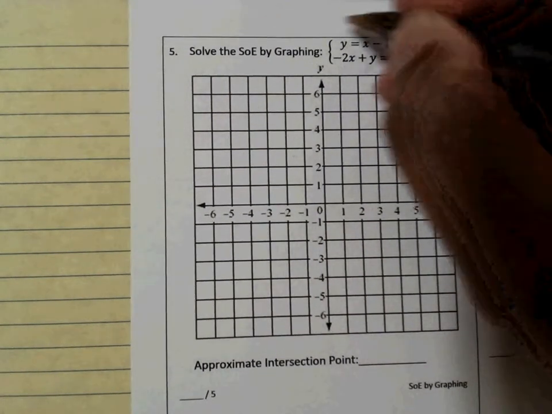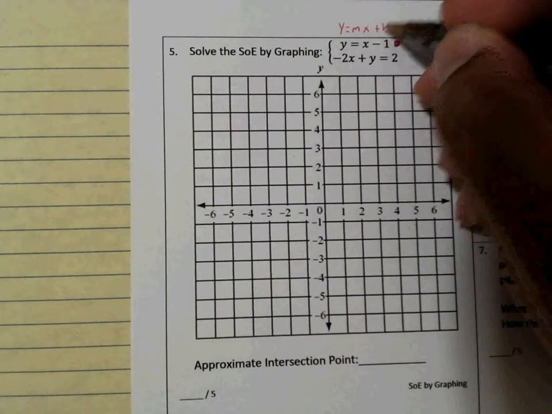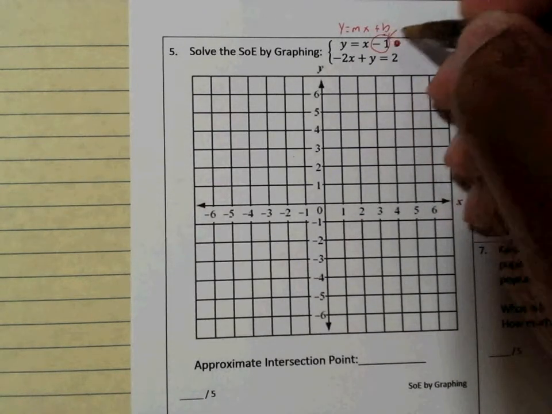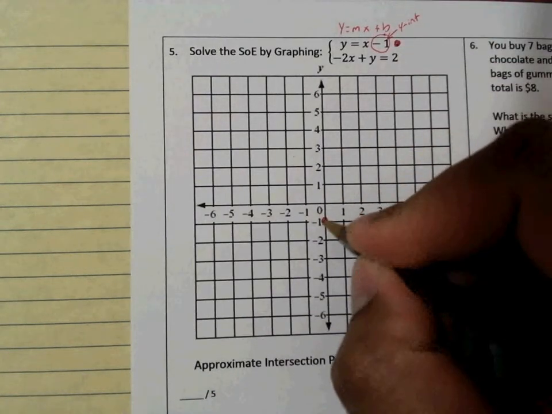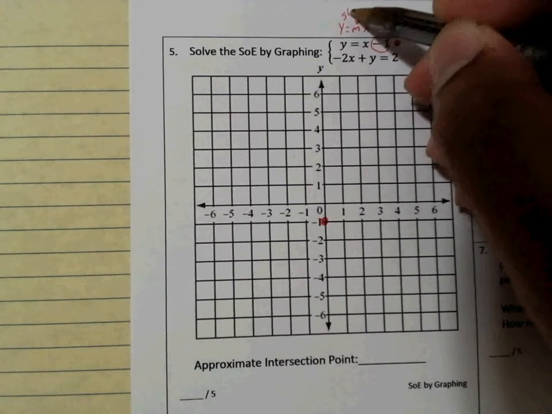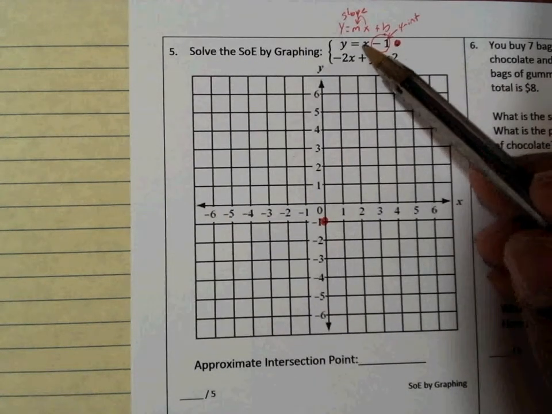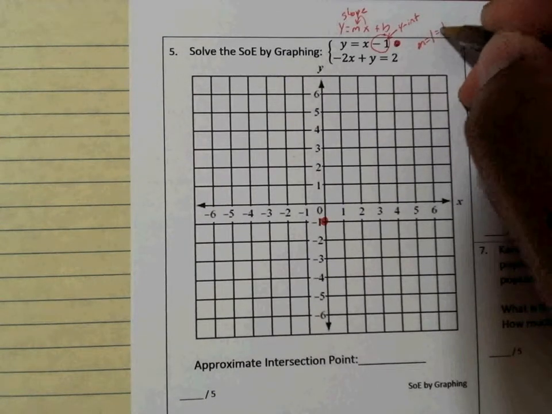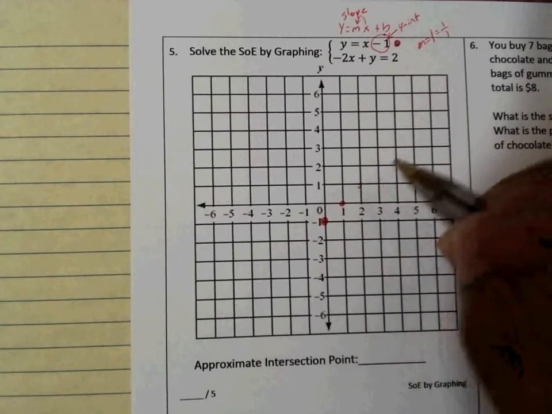We know that this is y equals mx plus b, and we know our b is our y-intercept. So we know -1 is the y-intercept. So I'm going to put a dot at -1. And we know that the number in front of x is our slope. So the number in front of x is an imaginary 1, which means our slope is 1 over 1. So we're going to rise 1, run 1. Put a dot, rise 1, run 1.